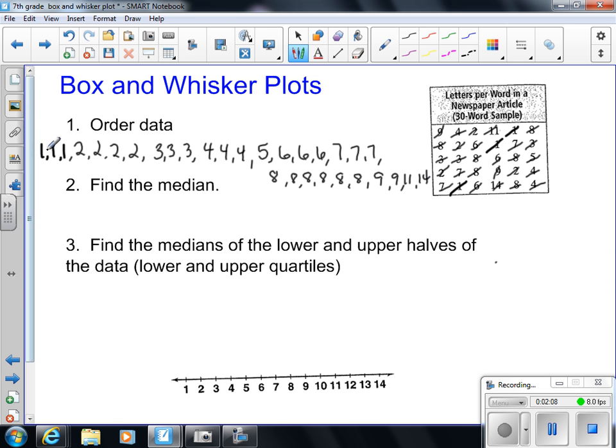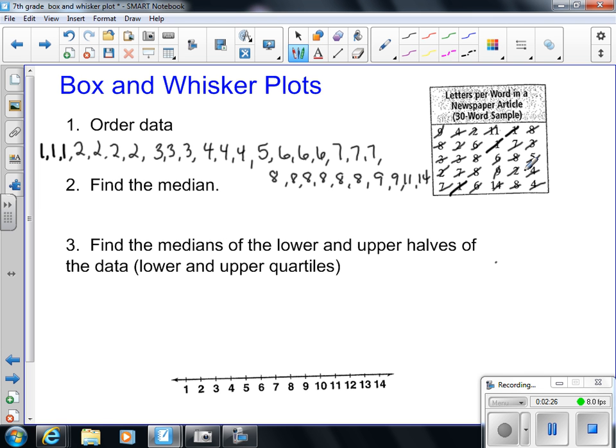Okay, so how many pieces of data do we have? 1, 2, 3, 4, 5, 6, 7, 8, 9, 10, 11, 12, 13, 14, 15, 16, 17, 18, 19, 20, 21, 22, 23, 24, 25, 26, 27, 28, 29, 30. If I had 6 rows of 5, that makes it 30. So did I get them all?